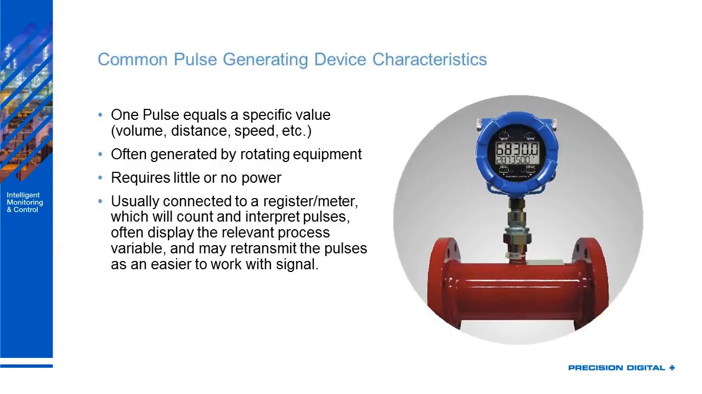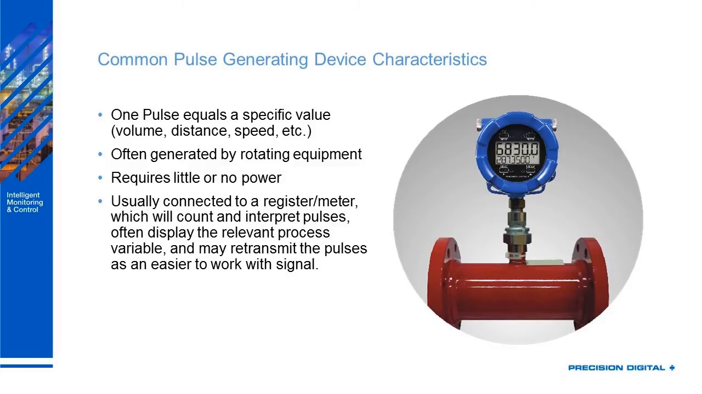So what are some common pulse generating device characteristics? Well, in both cases, one pulse is going to equal a specific value. It's going to either represent a certain volume of material pushed through my system, or a certain flow rate, or a distance amount traveled. They're often generated by rotating equipment. That's the place where you're going to see pulse generators the most. Again, you go back to rotary encoders, flow meters, those sorts of devices where if you think about how they're working, you can imagine something spinning inside that's generating a pulse as it spins.